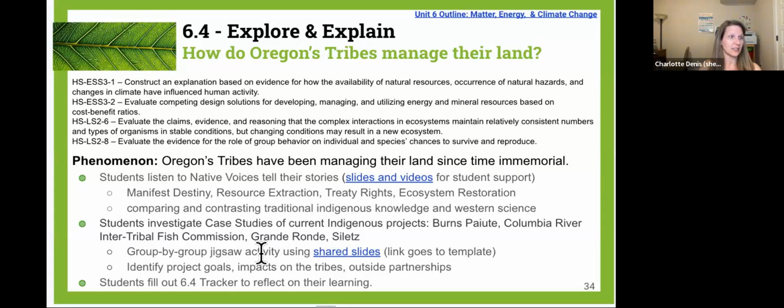In our materials, these case studies are set up in a group by group jigsaw, so that not every student is required to read every case study. It allows the students, again, to divide the work into manageable parts, but still have an opportunity to learn about all of the different things that are happening. And they identify what the goals of the project are, the impact on the tribes, and the partnerships that the tribes are using that are outside of their groups. So some of these are individual tribes, others, like you can see, the Intertribal Fish Commission, and then the confederations at Siletz and Grand Ronde.